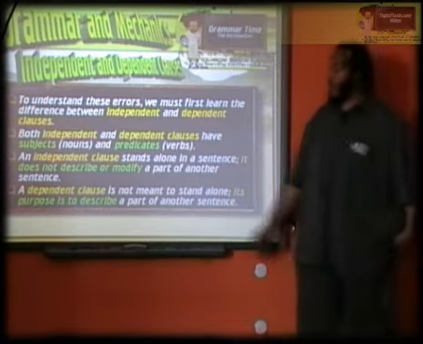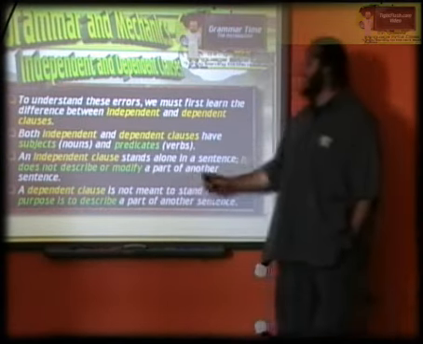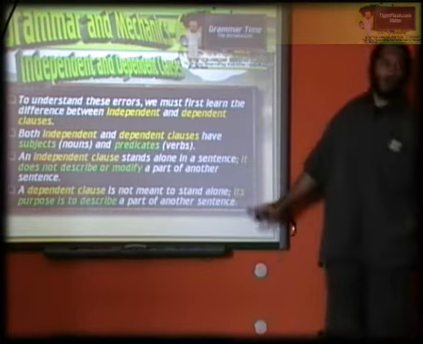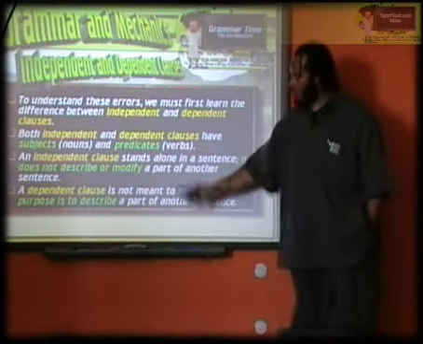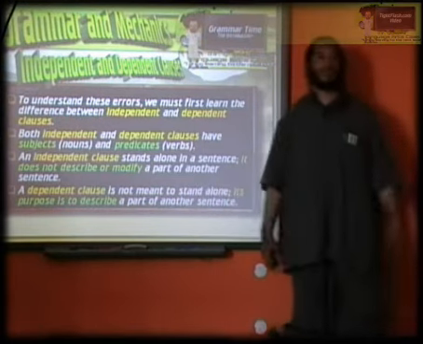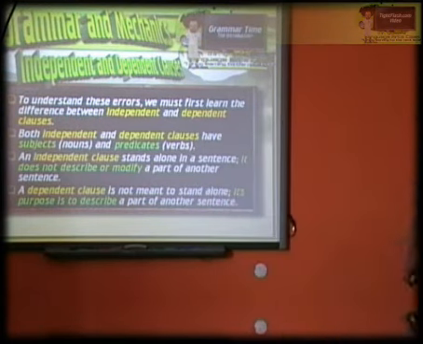However, a dependent clause is not meant to stand alone. Its purpose is to describe a part of another sentence. Making it simple, independent needs or does not need mommy.